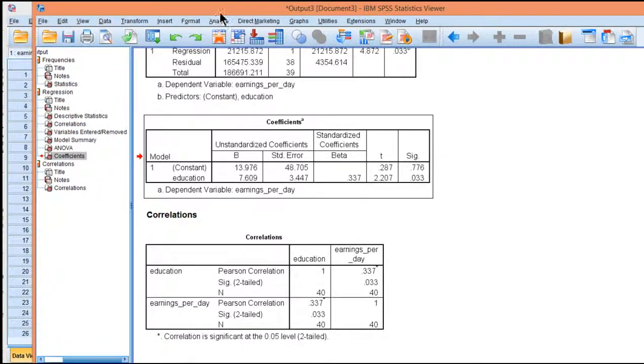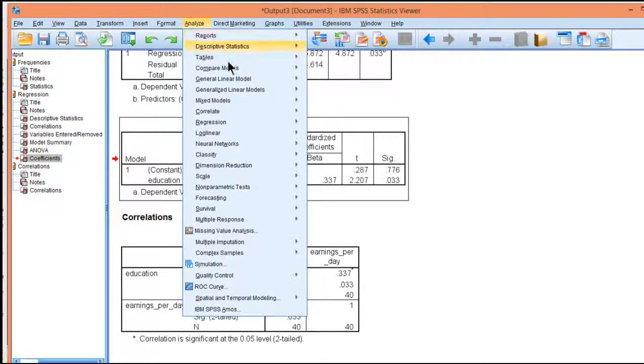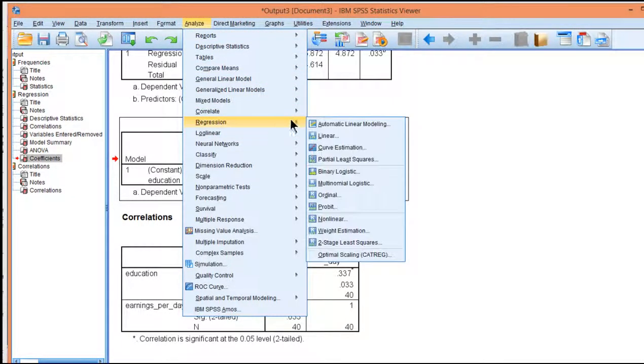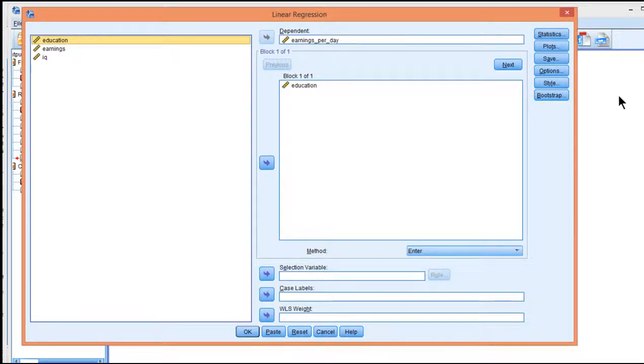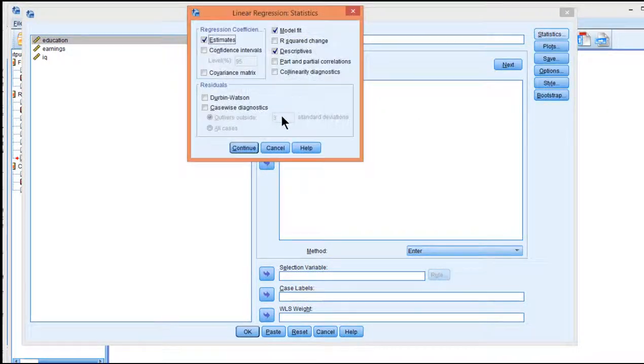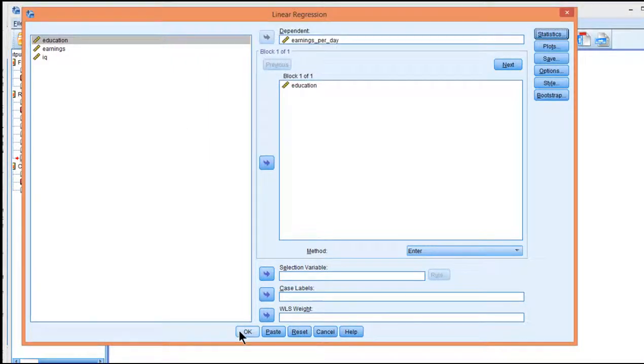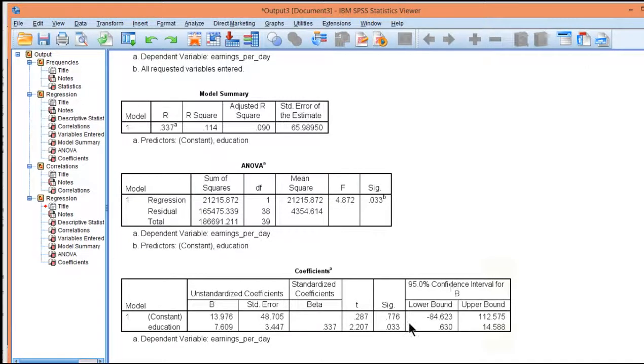So we can go fish those out in SPSS. Go into Analyze, Regression, Linear, and let's go into Statistics and Confidence Intervals. If we click on Confidence Intervals 95, it will give us the confidence intervals for both the intercept. If you follow that row, constant is intercept, and here are the 95% confidence intervals for the intercept: negative $84.62 all the way up to a positive $112.